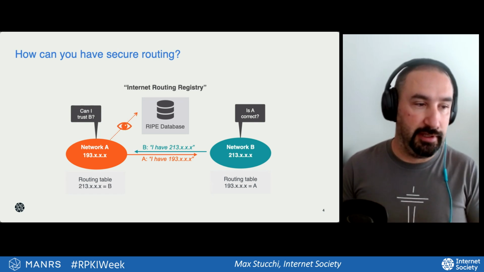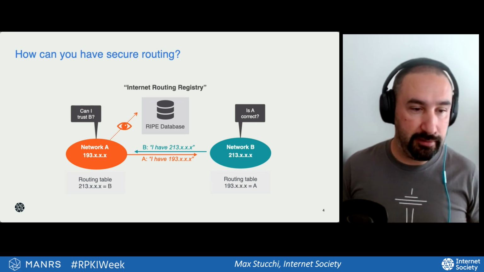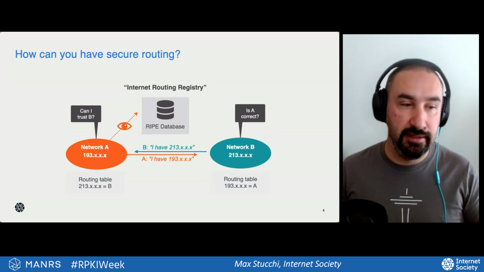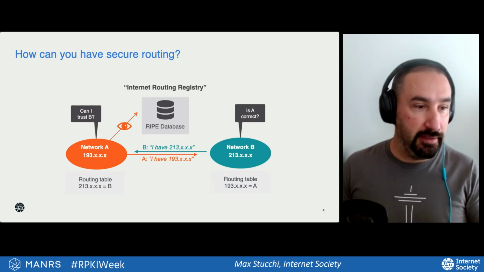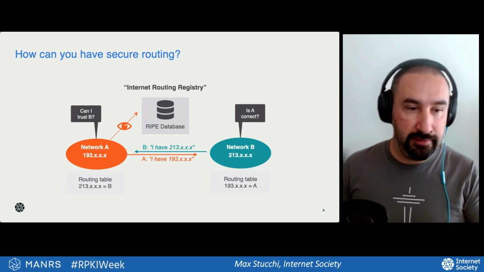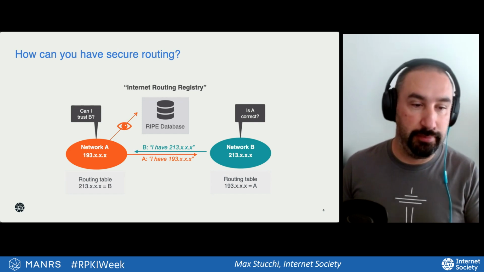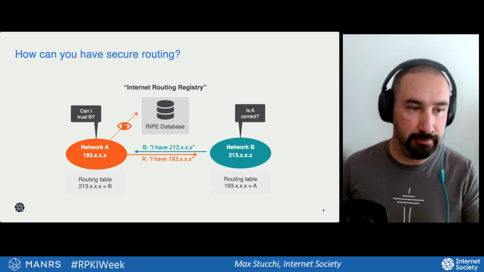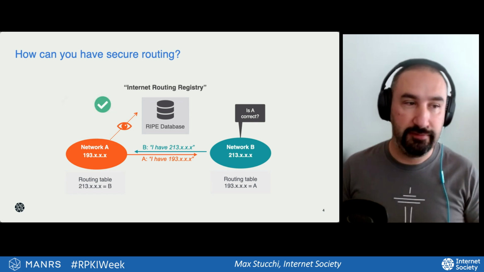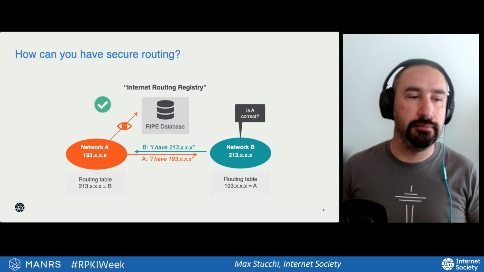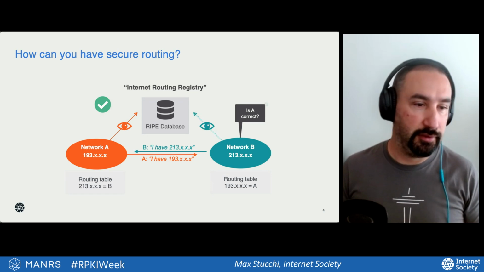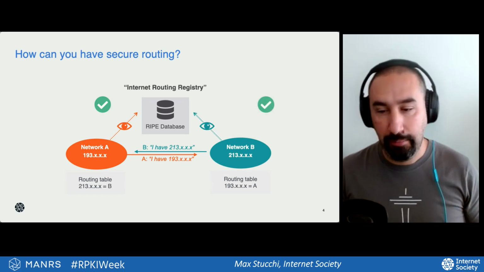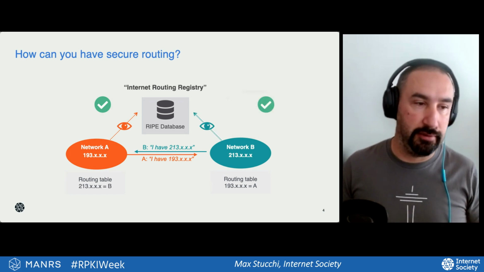So using the RIPE database, I can query the RIPE database. The RIPE database has information in the form of objects that can tell me, is network B supposed to be announcing 213, blah, blah, blah. And then with that information, I can assume that what I see in BGP is correct. So, with the help of an external database, I can do that.